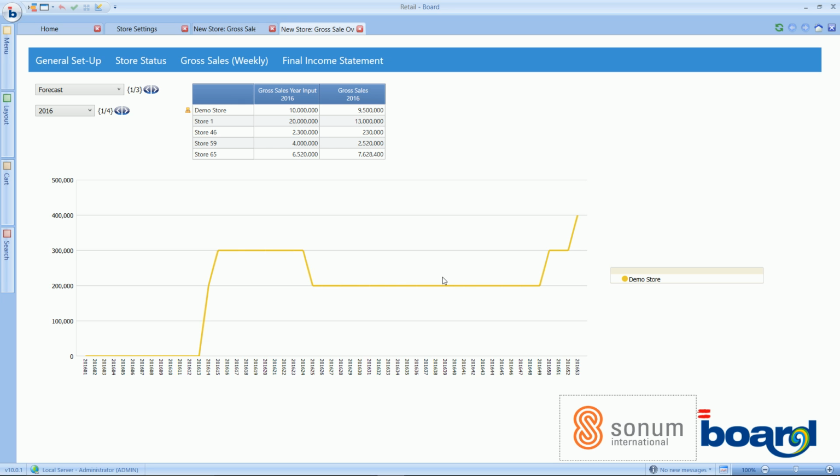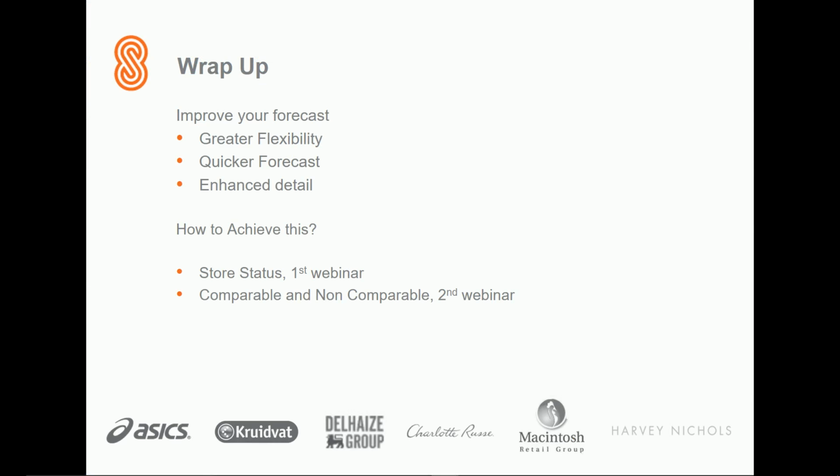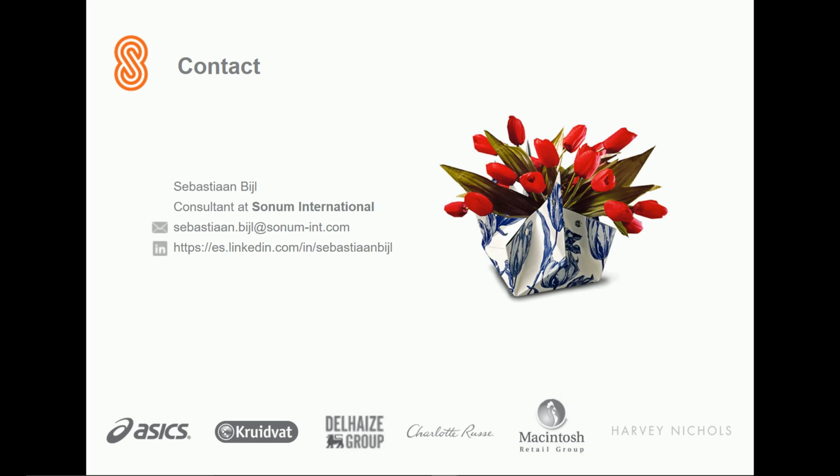So far this first webinar, I would like to now end with a short wrap-up. So everybody wants to have a more detailed budget, greater flexibility, and spend less time creating it, so there's more time for analyzing. During this first webinar, we showed you how you can achieve this when using the store status as one of the main drivers in the financial plan. Next week, we'll show you how you can achieve the same goals with the creation of a different mechanism for comparable and non-comparable stores.